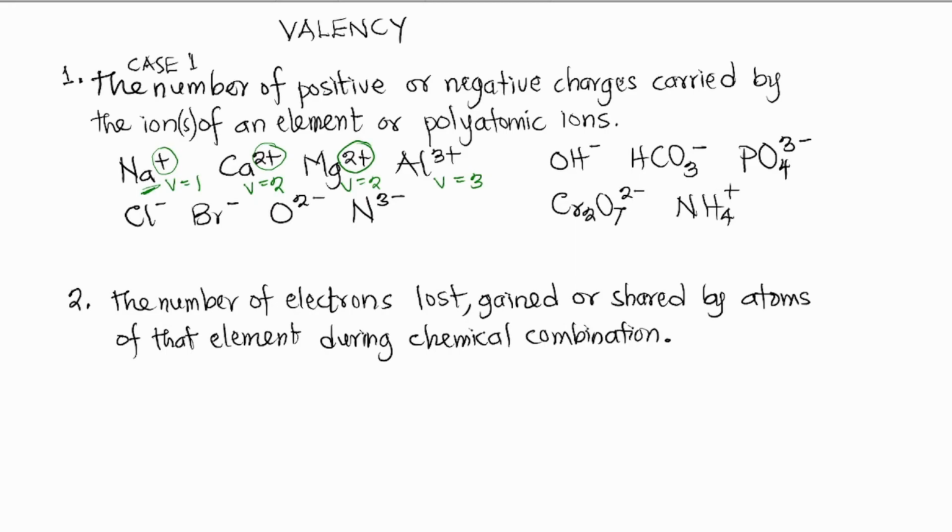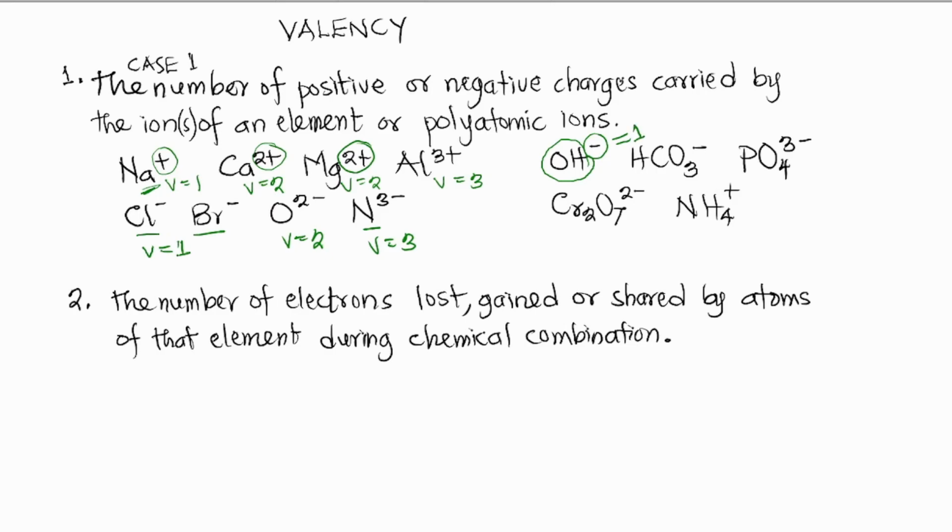Going by that, the number of charges on chlorine and bromine is a single negative charge on each of them, so their valencies equal 1 each. Number of charges on oxygen is -2, so valency of oxygen will be equal to 2. Then valency of nitrogen in this case will be equal to 3. Now going to the radicals, the number of charges belonging to hydroxyl ion altogether is -1. So the valency of hydroxyl ion in this case will be 1.